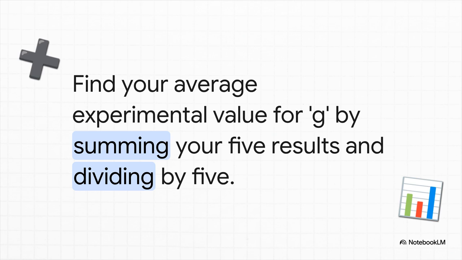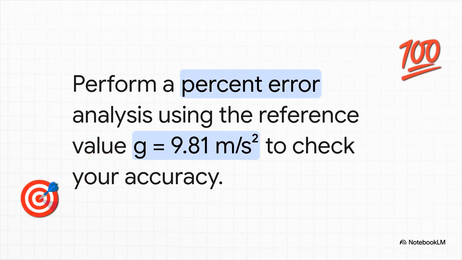Once you've filled out your table and you have 5 different values for g, the next step is to find the average. It's super simple. Just add up all 5 of your results and then divide that total by 5. That number you get, that's your single best guess for g from this experiment. And for the grand finale, we're going to see just how good that guess is. You'll compare your average value to the officially accepted standard value for g, which is 9.81 meters per second squared. Calculating the percent error is the best way to see how close you actually got to the textbook answer.